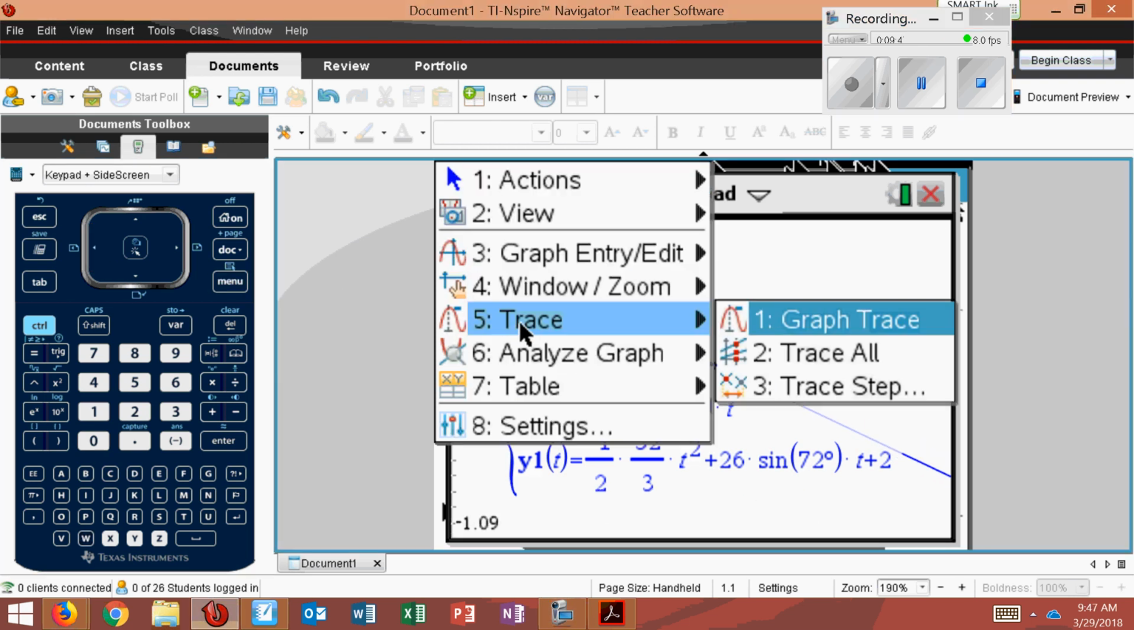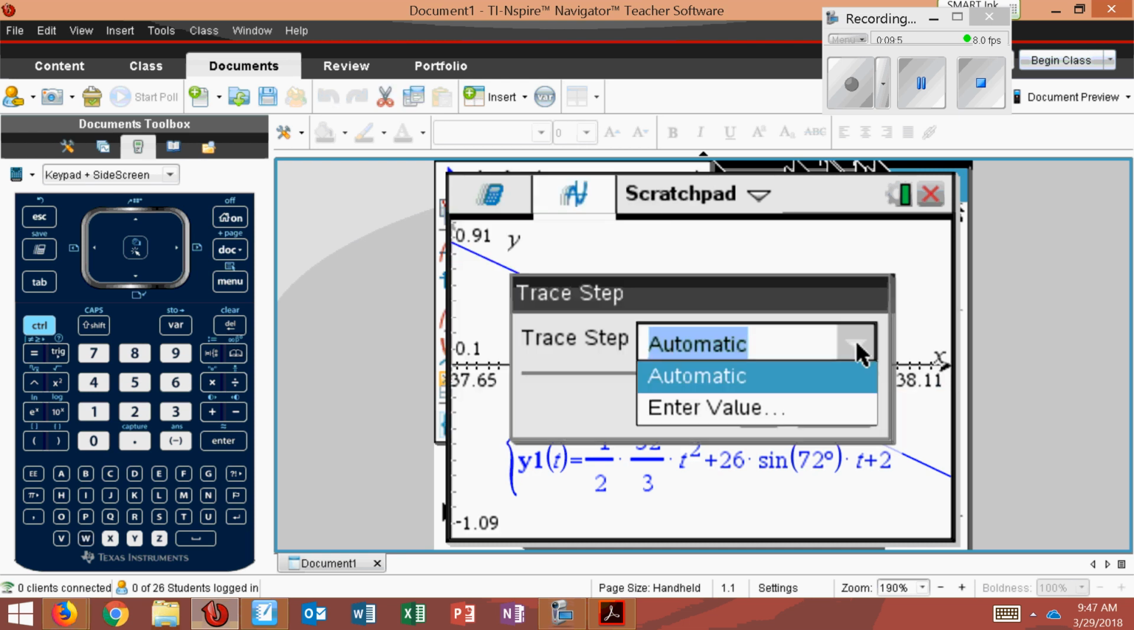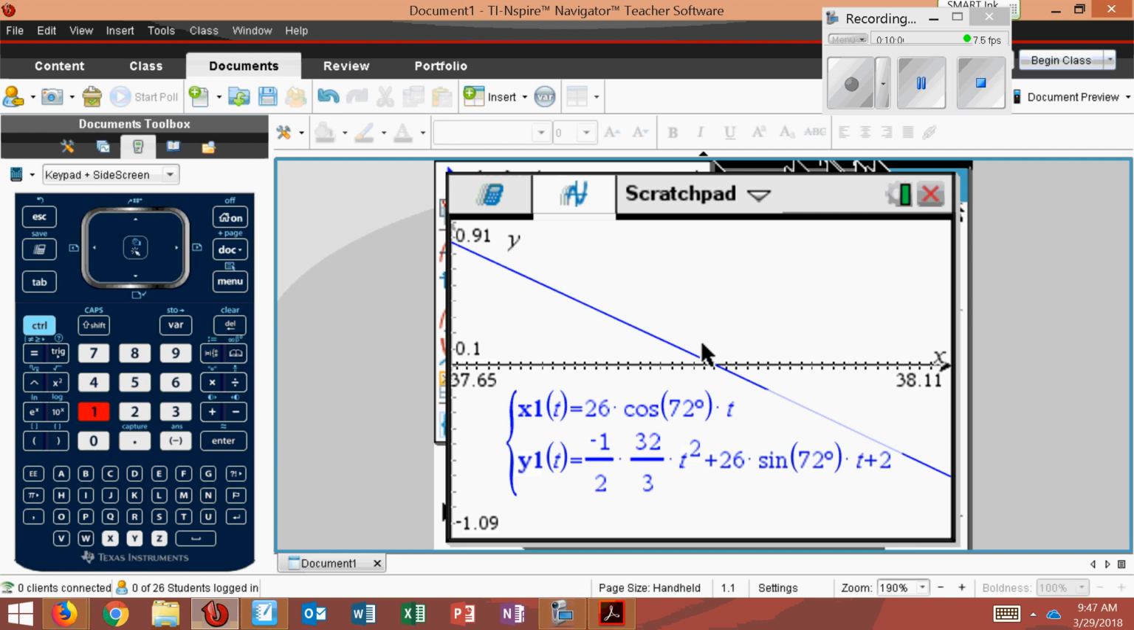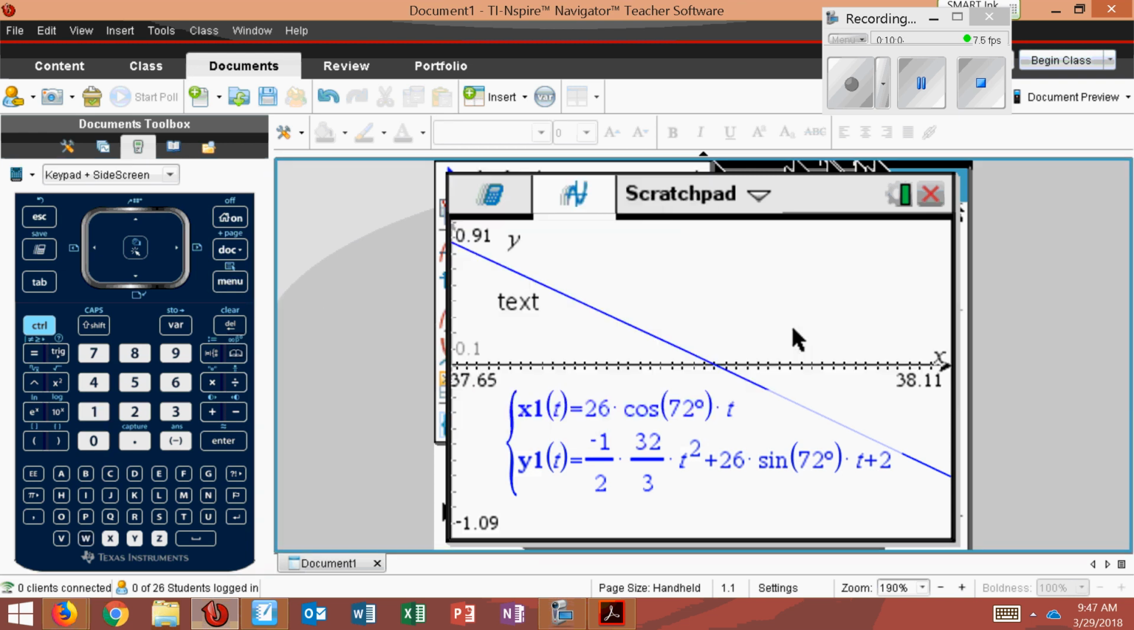So when we go to trace, where you change it is trace step, not the T step. So here, we're going to enter value, and we're going to want to count by, let's make it by like 100. So now when I hit trace step, and I trace it, now it should go a lot slower. So we'll graph trace, and now as you can see it goes a lot slower. So we're getting closer. We still can tell it's between 37.8 and 37.9 yards.